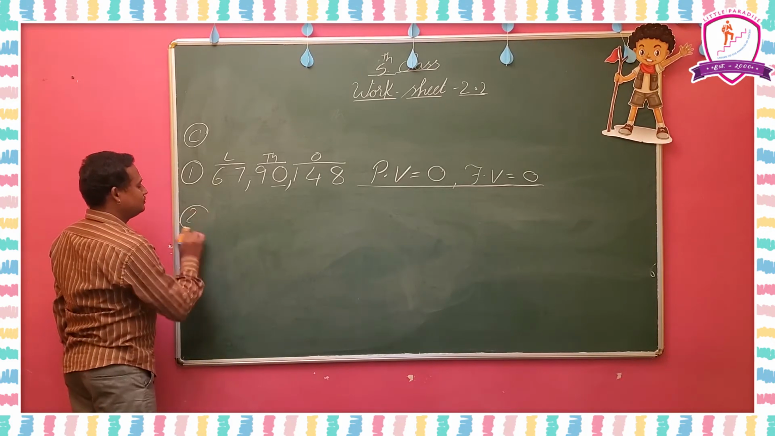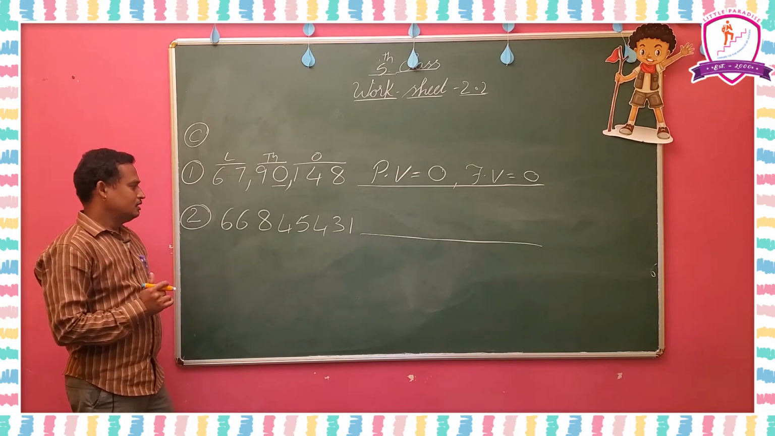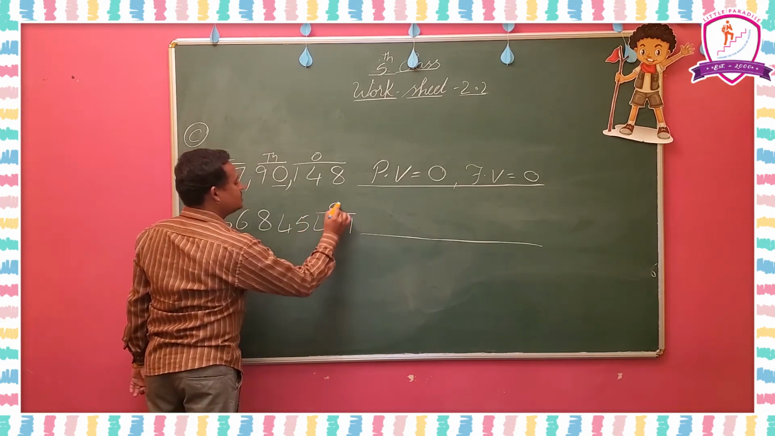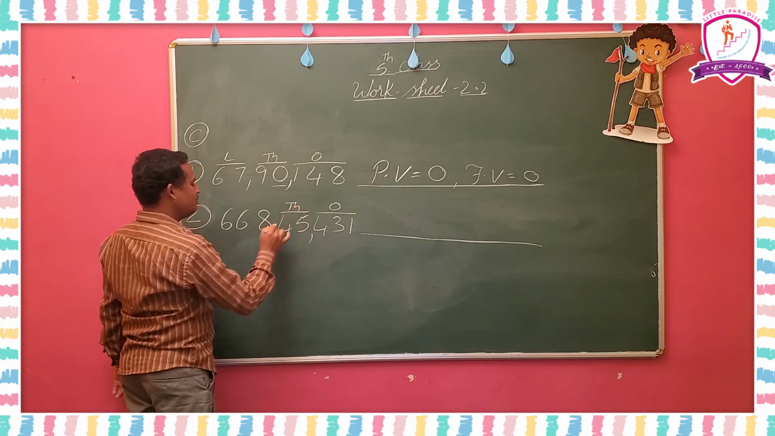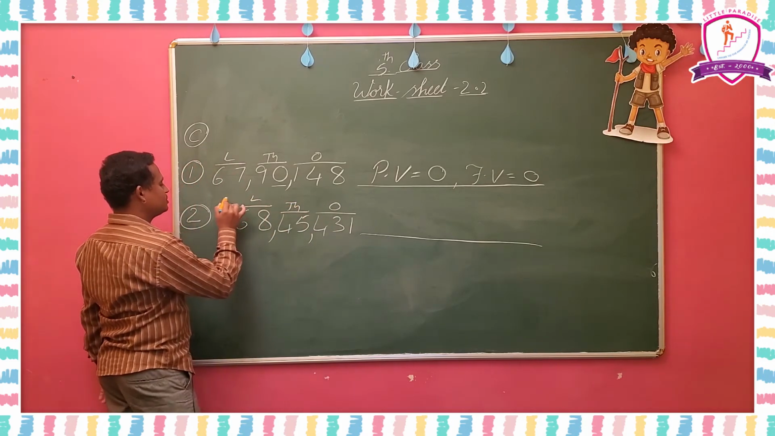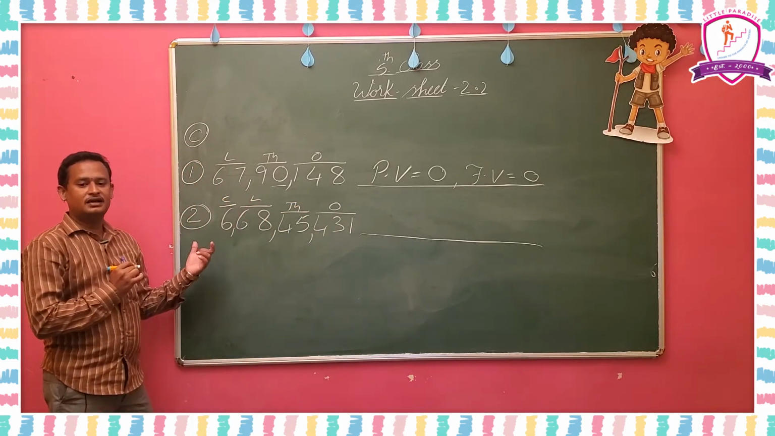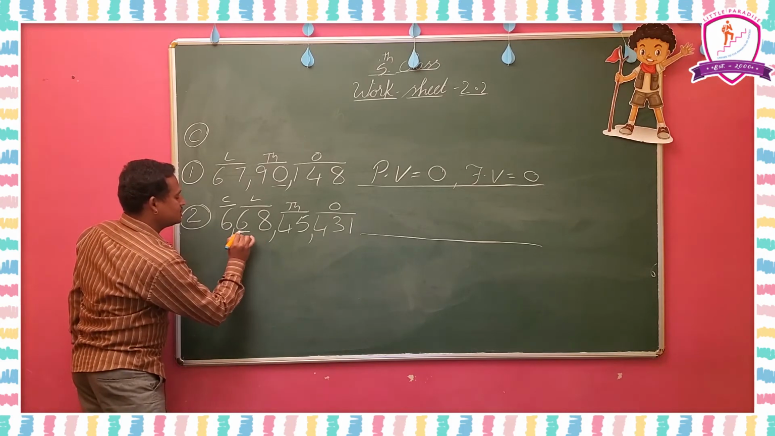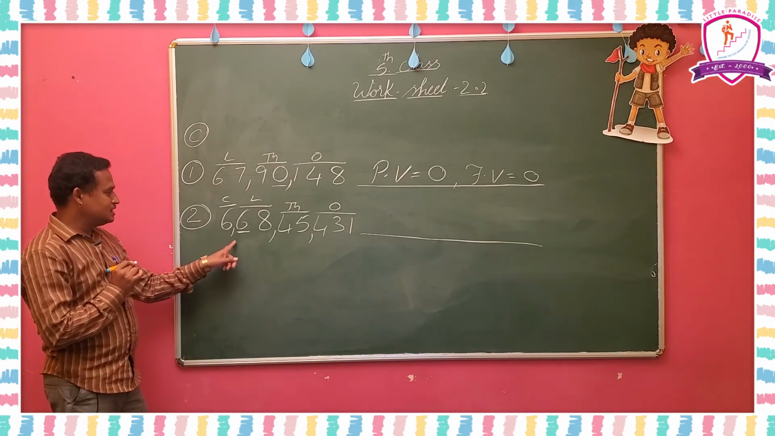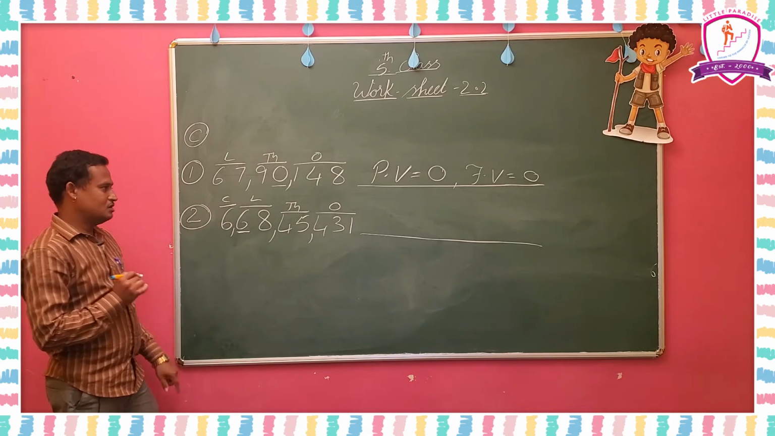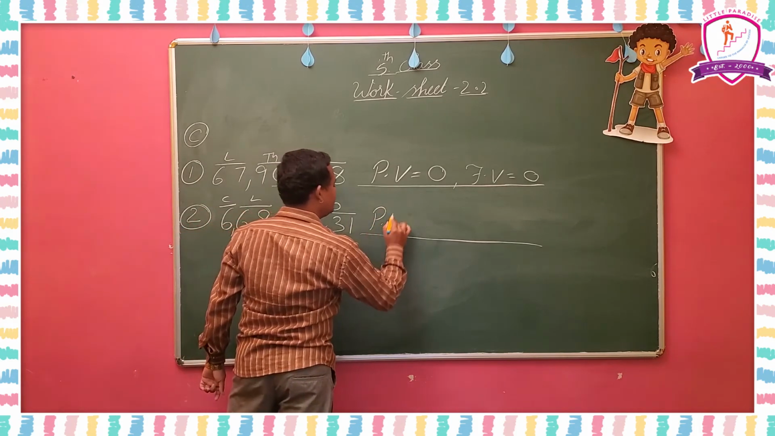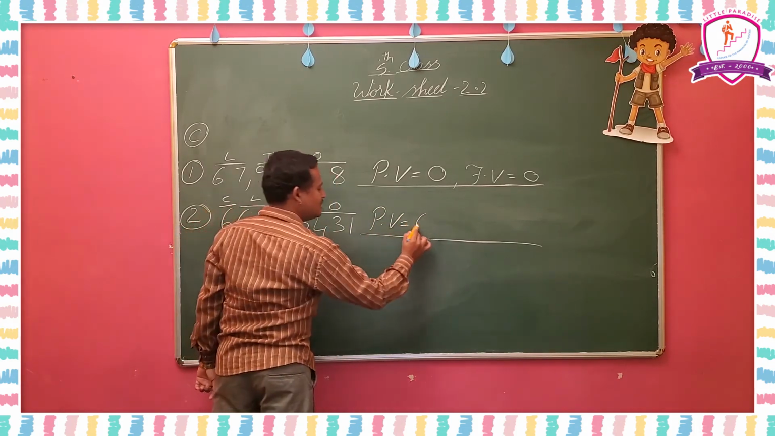Okay, the second one. So this is the second one. Here these three are the ones period, after the comma the thousands period, after the comma the lakhs period, after the comma crores. Up to crores is given here. So what is the underlined digit? This 6 is underlined. So this 6 is in which place? The 10 lakhs place.